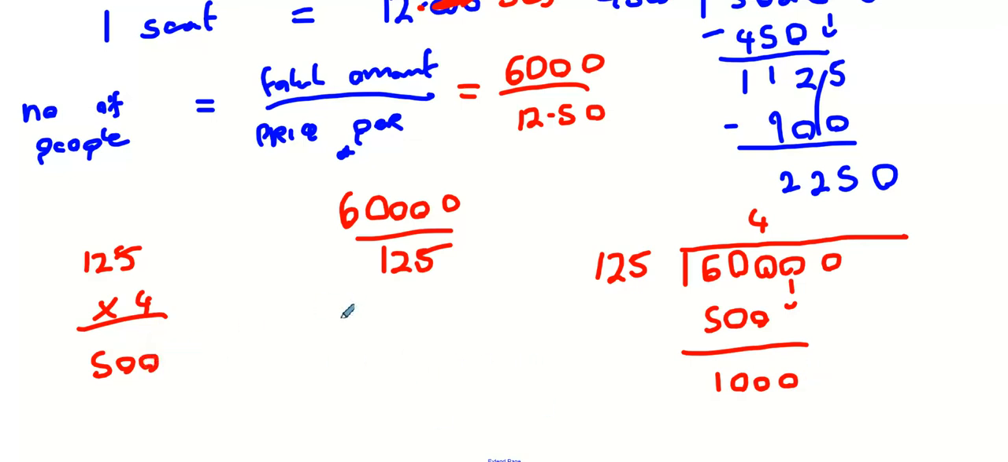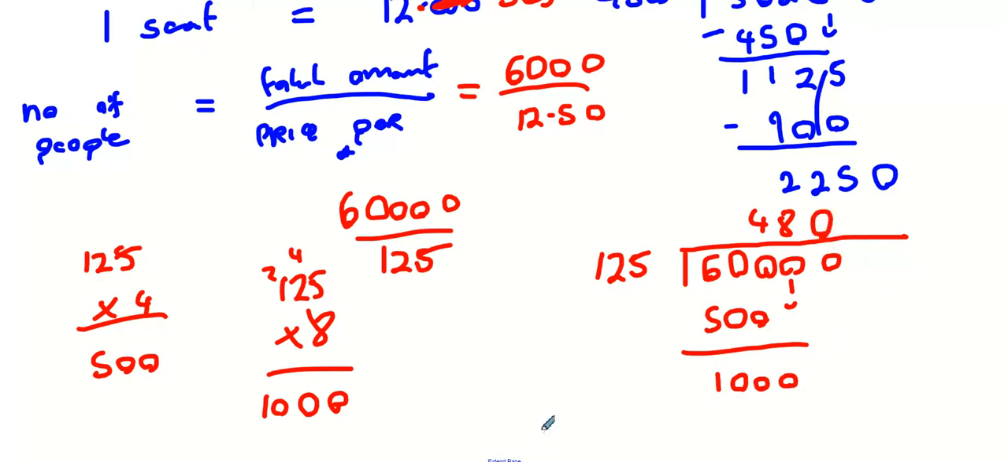Well, it'll actually go in 8 times, because 8 times 125: 8 times 5 is 40, carry the 4. 8 times 2 is 16, plus 4 is 20, carry the 2. 8 times 1 is 8, plus 2 is 10. So it will go into 1,000 8 times. So the answer is 480 seats.